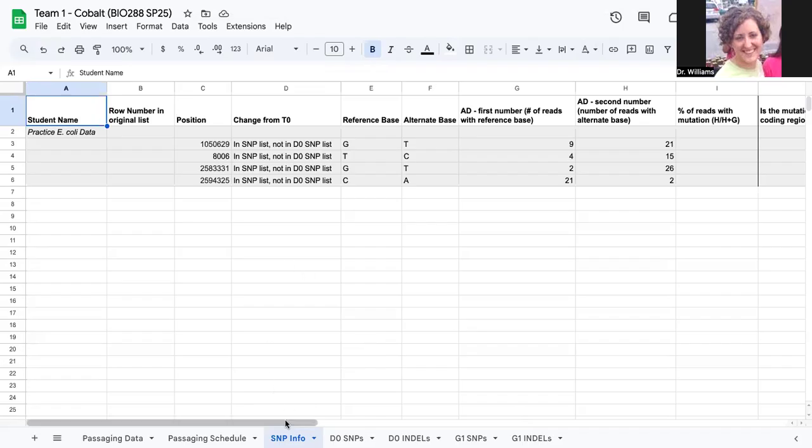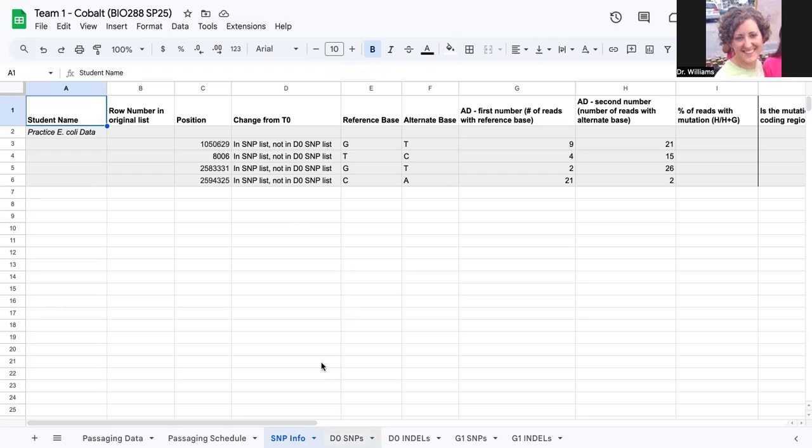All right, so the SNP Info page is where you're going to keep track of all of the mutations that you're analyzing in depth. SNP stands for single nucleotide polymorphism, and indel stands for insertion deletion. Those are the two main groups of mutations. This is going to be your list of mutations that you're looking at to see what they do to the genes or promoter regions and what those might mean. So I'm actually going to come back to this page after we look at the original data.